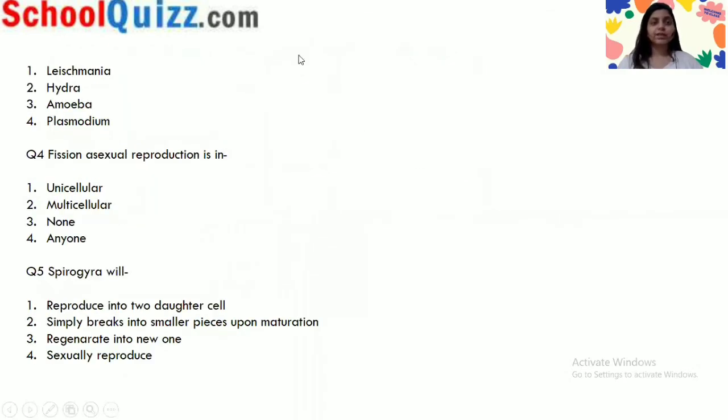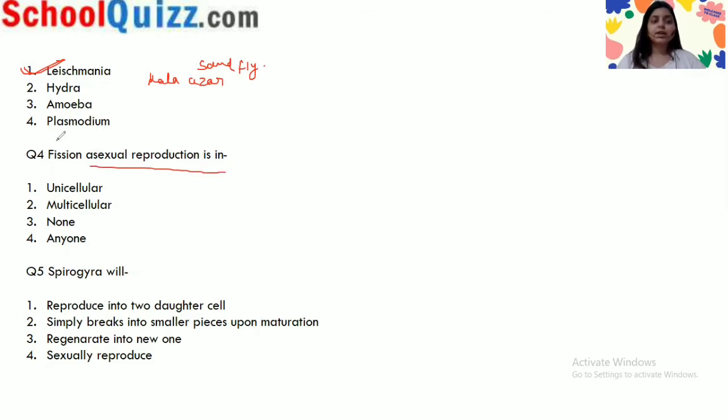Black fever is caused by, you have option 1, leishmania, hydra, amoeba, plasmodium. Remember, I have told you the black fever is also called the Kala Azar fever. So it is caused by the leishmania. Remember the sand fly.